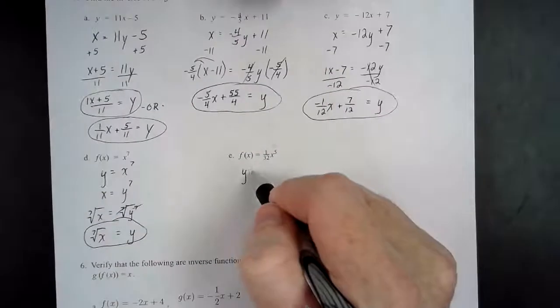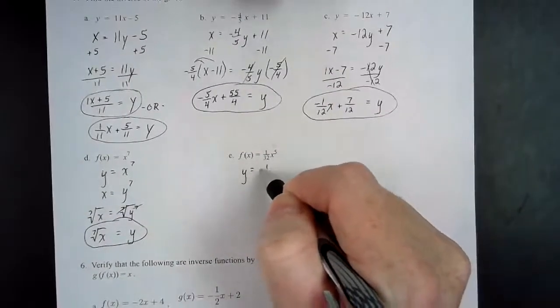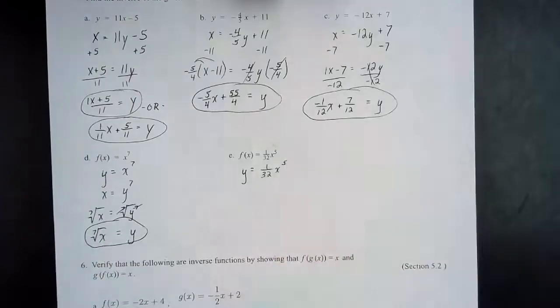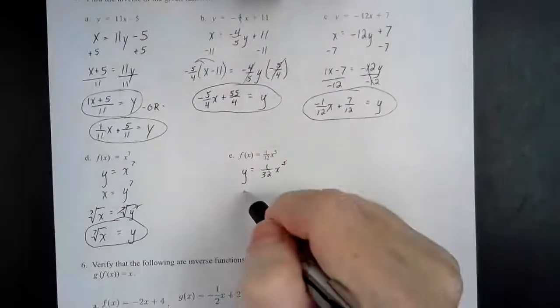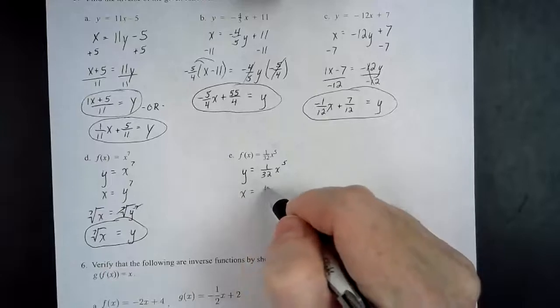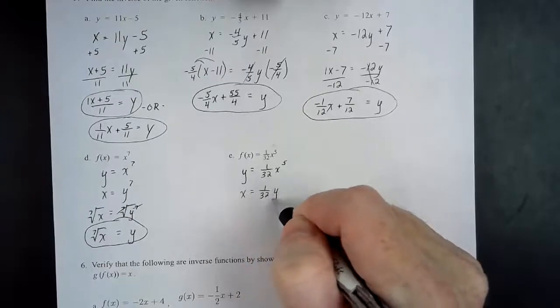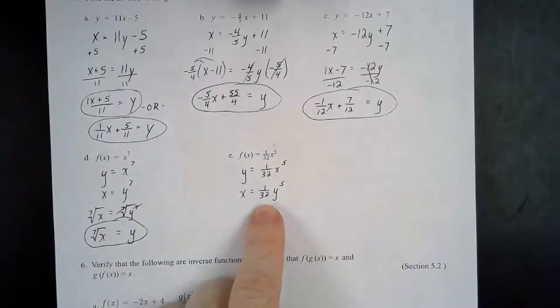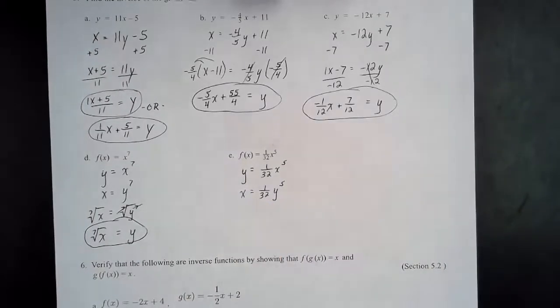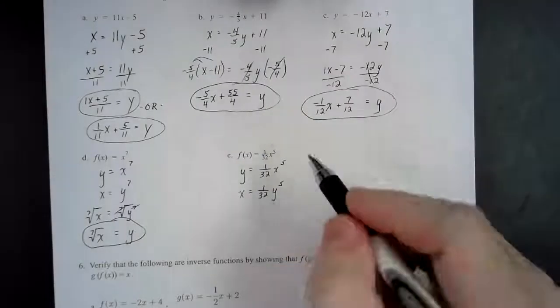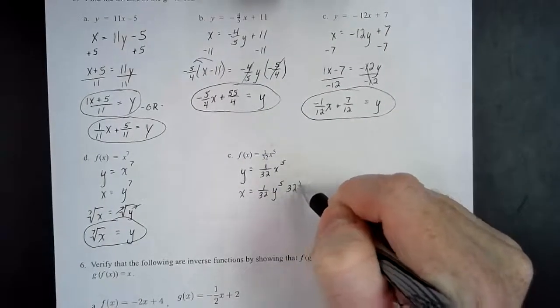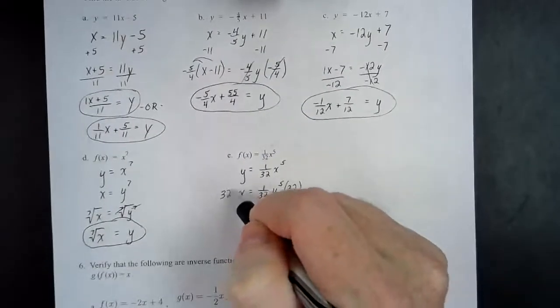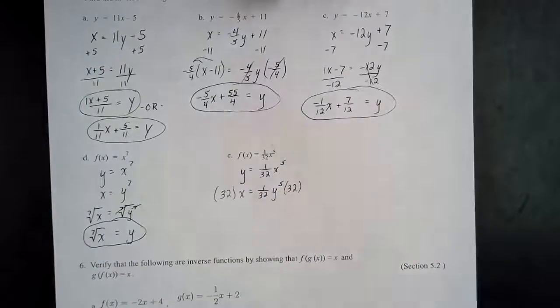F of x just means y, 1/32 x to the 5th. Swap the letters. X equals 1/32 y to the 5th. So now here is a case of doing the inverse. I have a fraction, so to get rid of a fraction, you can multiply by its reciprocal. And the reciprocal of 1/32 is 32/1, or just 32. So I'm going to multiply that on both sides.